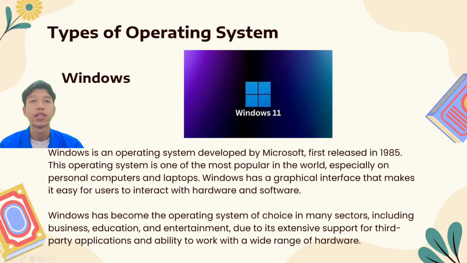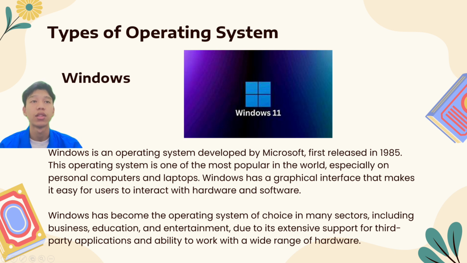Types of operating system. For the first one, we have Windows, an operating system developed by Microsoft. First released in 1985, this operating system is one of the most popular in the world, especially on personal computers and laptops.